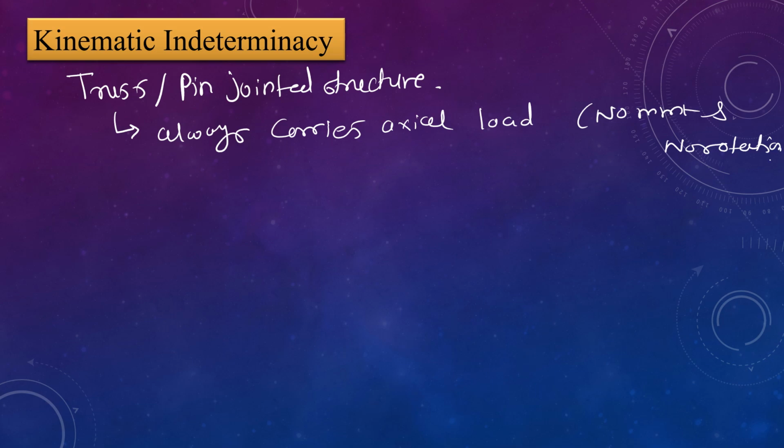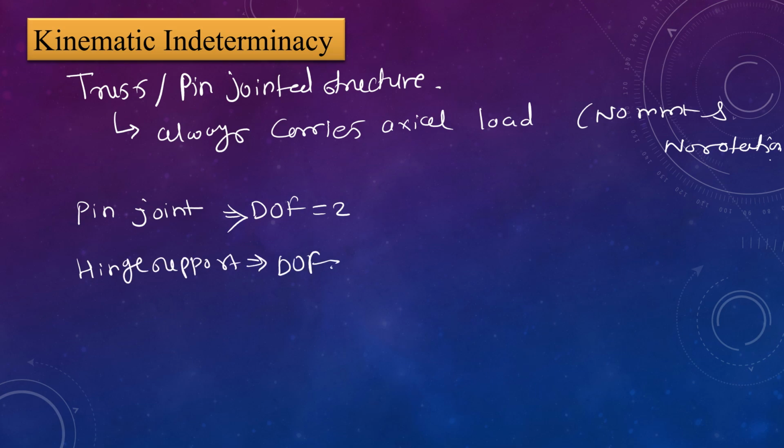So here, the degree of freedom for a pin joint is equal to 2. Then for a hinge support, the degree of freedom is also equal to 2. Then for a roller support, the degree of freedom is equal to 1. These are the degrees of freedom.